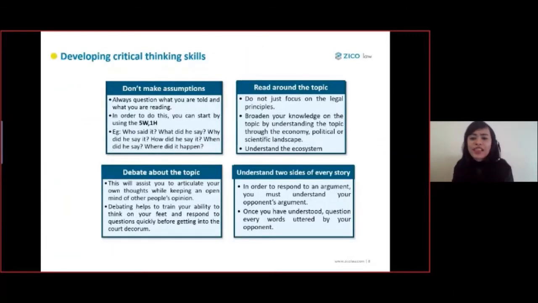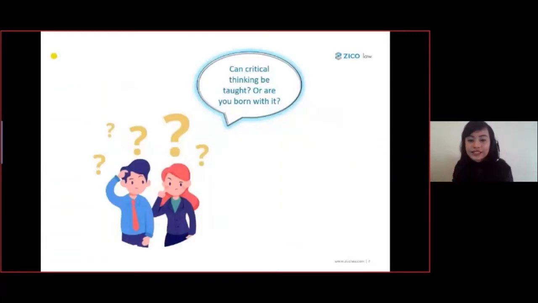Now, a lot of people ask whether critical thinking skills is a skill or whether you're born with it. Now, the answer is no. A lot of research has been done to study this topic, and it's just like dancing. A lot of people can dance, but the research has said that it really depends on practice. So the more that you practice, the better that you get in critical thinking. Next slide, please.